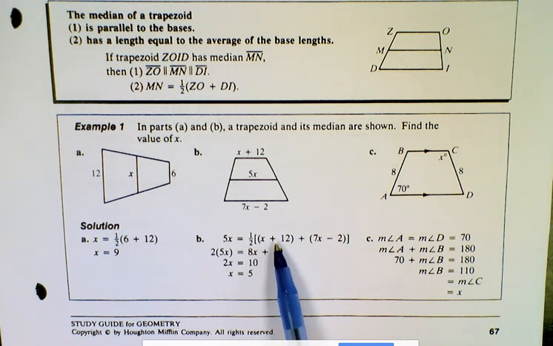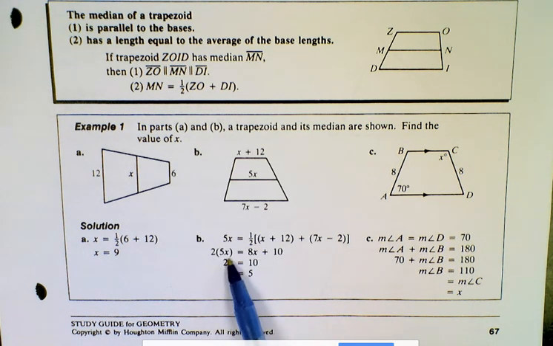We first added these together, but instead of multiplying everything in here by 1/2, we multiply both sides by 2. That's what's going on over here. So we had 10x equals 8x plus 10. I subtracted the 8x to get 2x equals 10 and x equals 5.